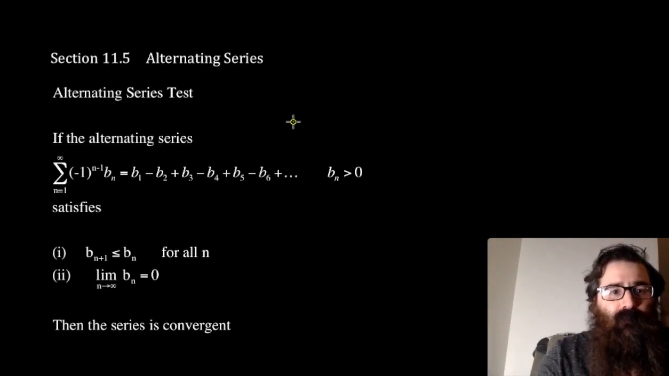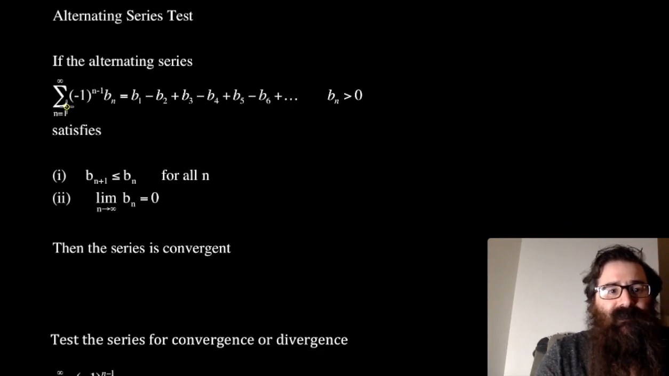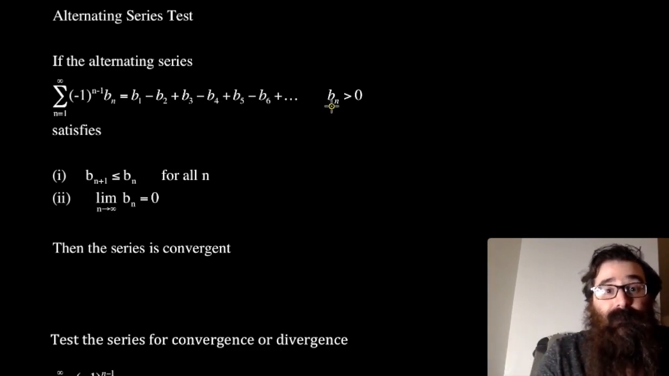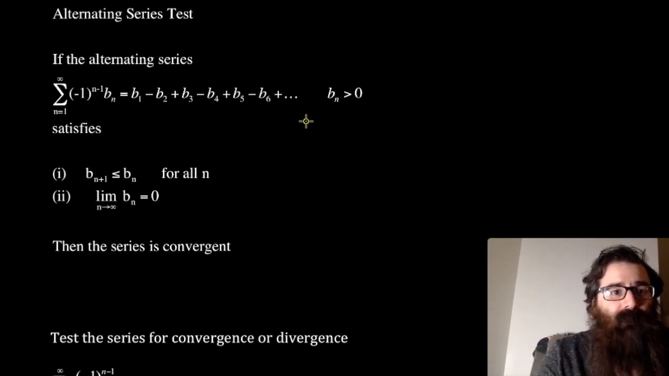So with an alternating series, we would say the alternating series, the sum from n equals 1 to infinity of negative 1 to the power of n minus 1 times b sub n, which if I expand this out, we have b sub 1 minus b sub 2 plus b sub 3 minus b sub 4 plus b sub 5 minus b sub 6 plus so on and so forth, where b sub n for all those terms are greater than 0 because the sign is right in front.